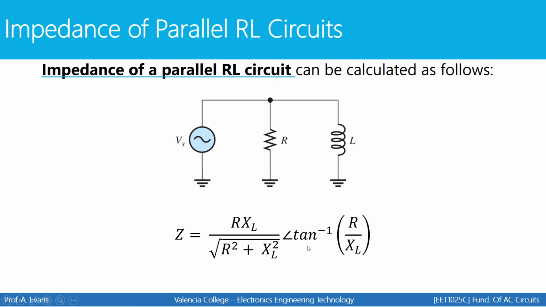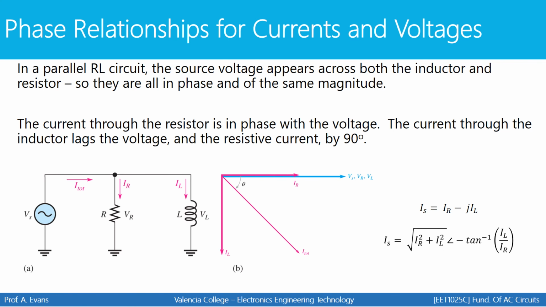Notice that this is positive. In a parallel RC circuit, we saw that the phase angle was negative. So just keep in mind that this phase angle is now positive. In a parallel RL circuit, the source voltage appears across both the inductor and the resistor, so they are all in phase and of the same magnitude.